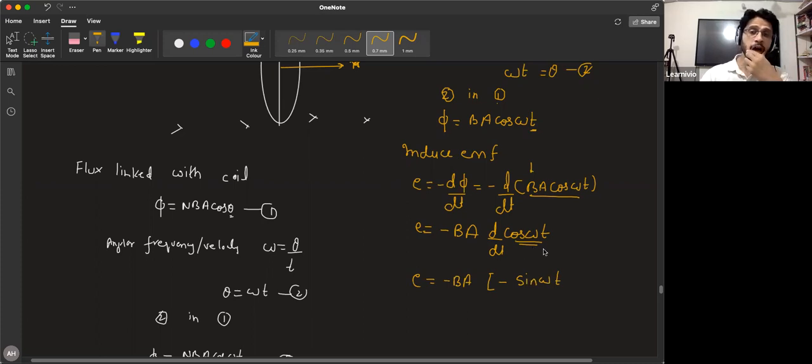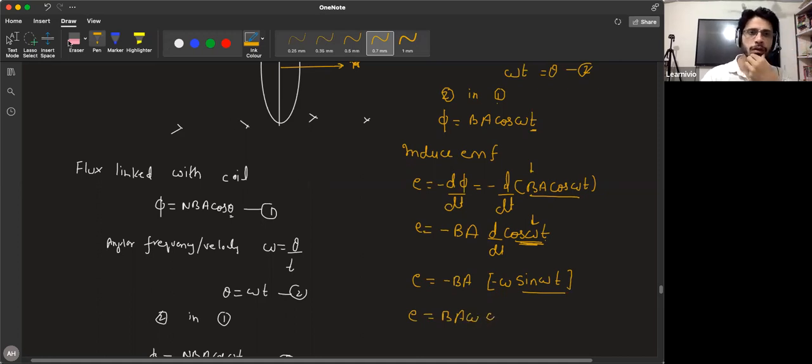But see, along with the time, you're also getting omega. So you can take this omega outside. I'm repeating it again. You're differentiating cos omega t. The derivative of cos omega t is sine omega t, but along with t, you have a constant omega. That multiplies with omega. So your EMF will become... why will omega cancel?